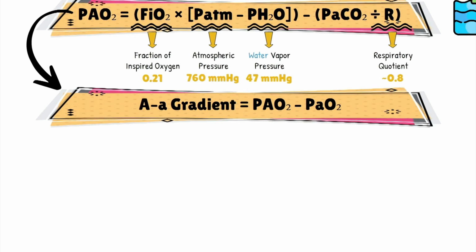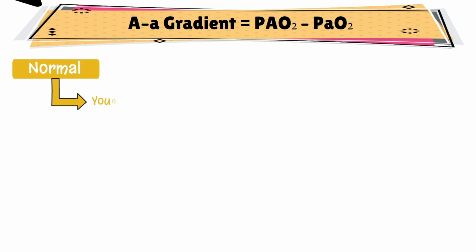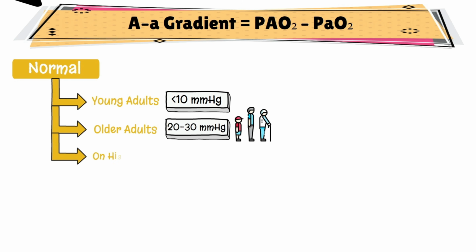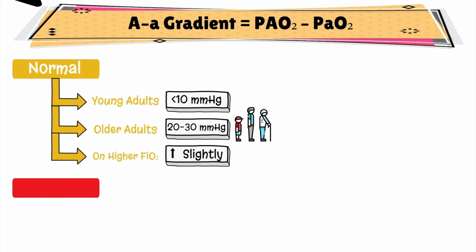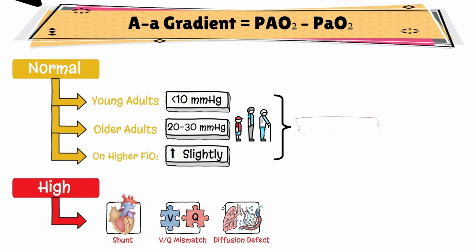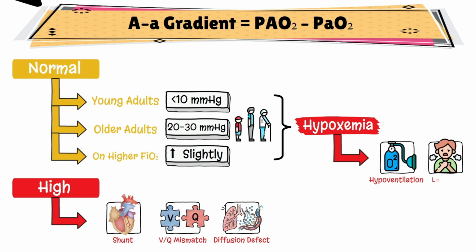In terms of what is normal, young adults typically have a gradient less than 10 millimeters of mercury. In older adults, the gradient can increase to 20 or even 30, and on a higher FiO₂, the normal range increases slightly as well. A high AA gradient suggests problems such as shunt, ventilation-perfusion mismatch, or a diffusion defect. A normal gradient with hypoxemia, on the other hand, points to hypoventilation or low inspired oxygen as the likely cause.